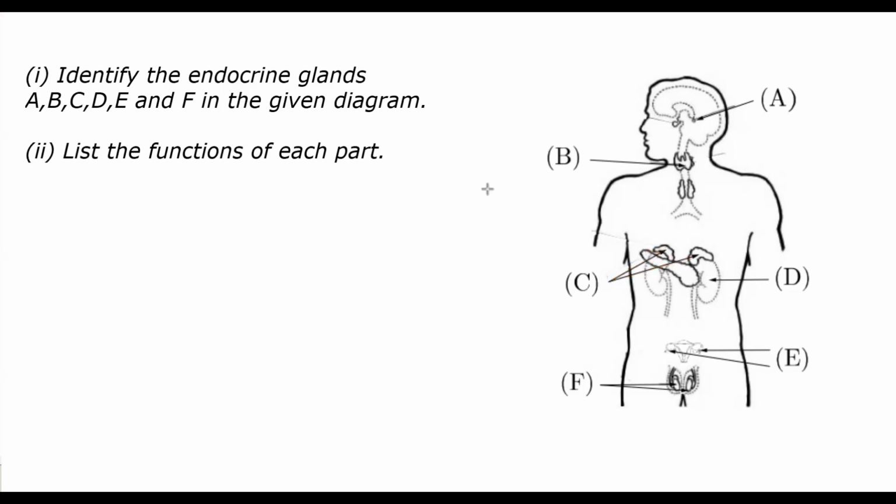And D is kidney. I think there is some error. It should be till here because we are not looking into organs as such, but glands. Although pancreas is an organ, what we need to find out is the one which is an endocrine gland. So I can see this is pancreas, and what does pancreas secrete?